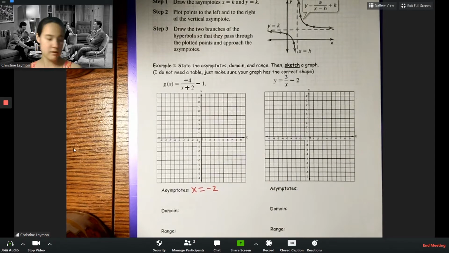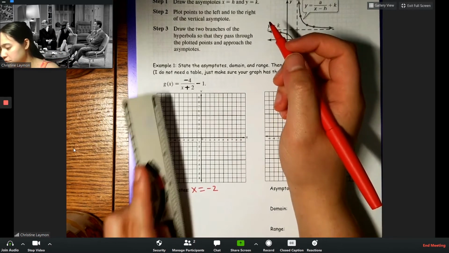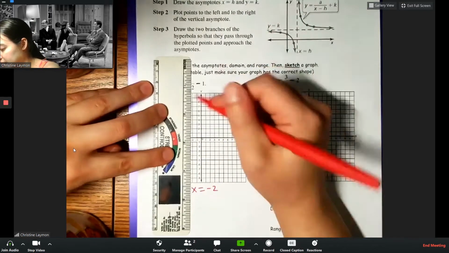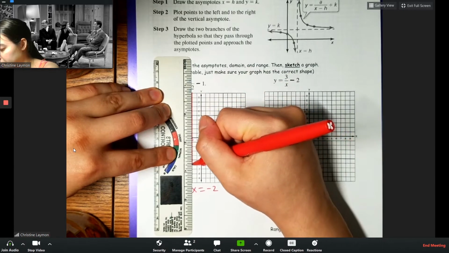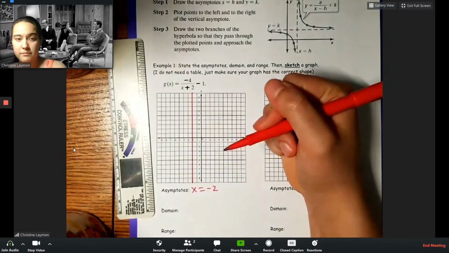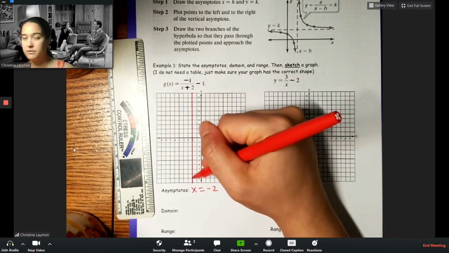I'm going to go ahead and draw that line right now. I'm going to find negative 2 on the x-axis and draw that vertical line. Remember, x equals a pure number is a vertical line. So this strip going down, that's my asymptote.